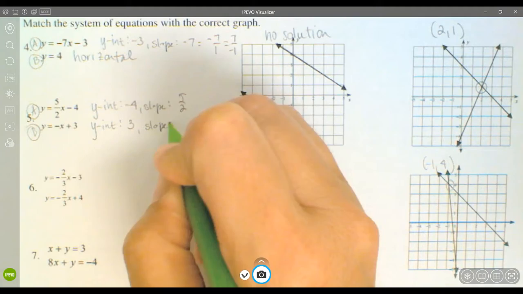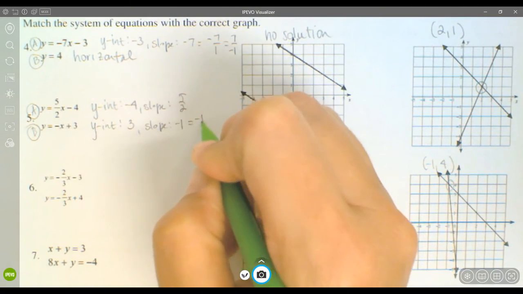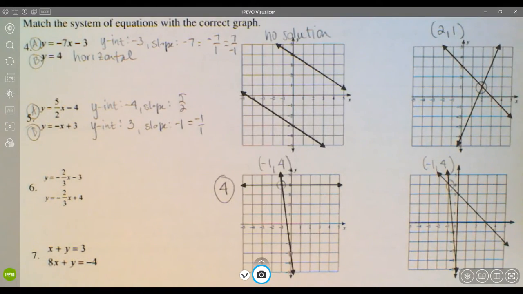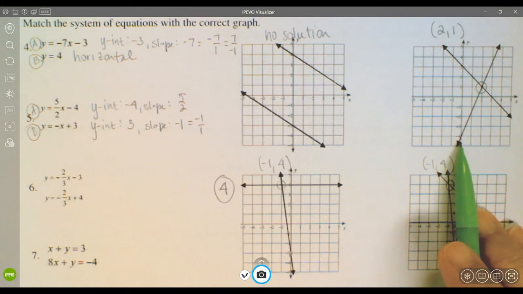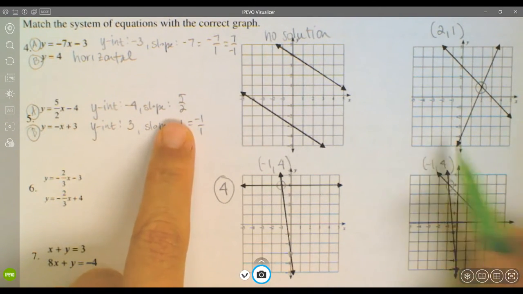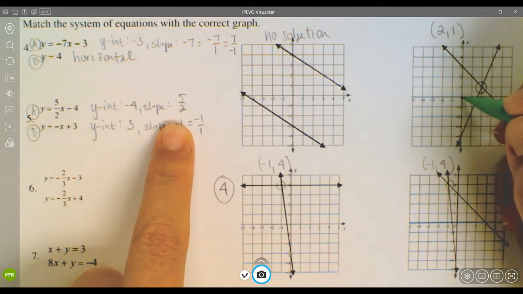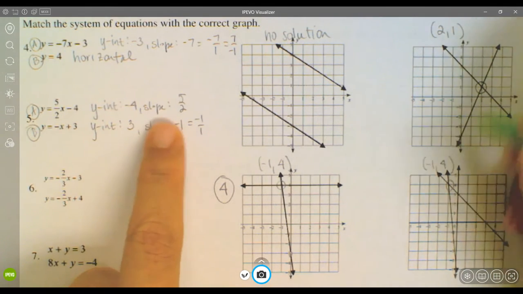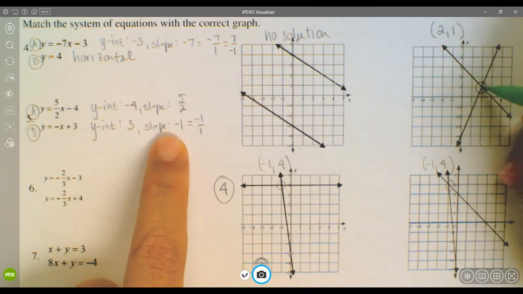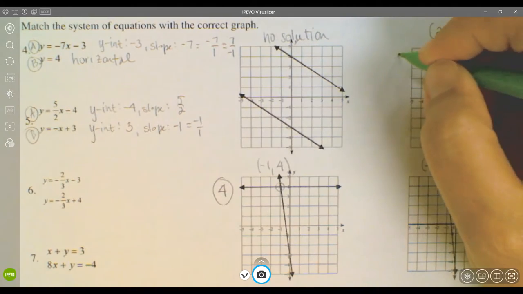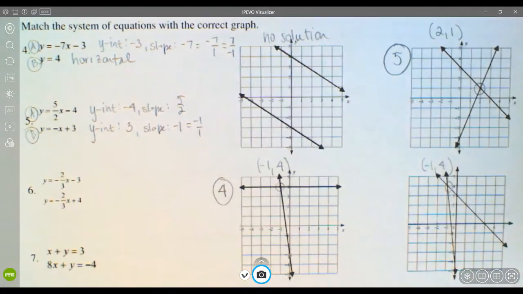My slope is -1, which is -1 divided by 1. So I need to look where I have a y-intercept of -4. I have a y-intercept of -4 here. My slope is 5/2, so we go up 5, right 2. I think this is it, because my y-intercept is 3. My slope is -1 divided by 1. So this must be the graph for problem number 5.